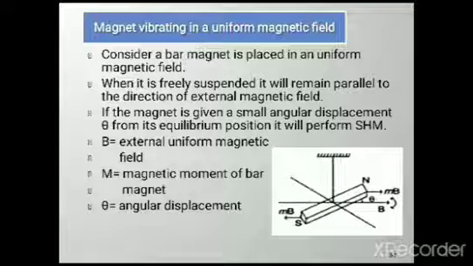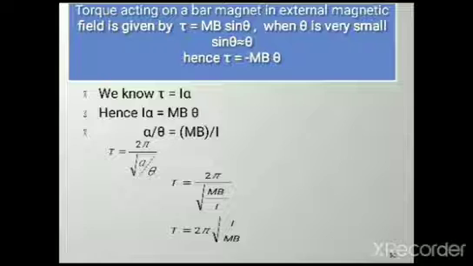B is equal to the external uniform magnetic field. If capital M denotes the magnetic moment of the bar magnet, that is the magnetic dipole moment, and theta denotes angular displacement, then the torque acting on a bar magnet in an external magnetic field is given by tau is equal to MB sine theta. When theta is very small, sine theta is nearly equal to theta, hence tau is equal to minus MB theta.